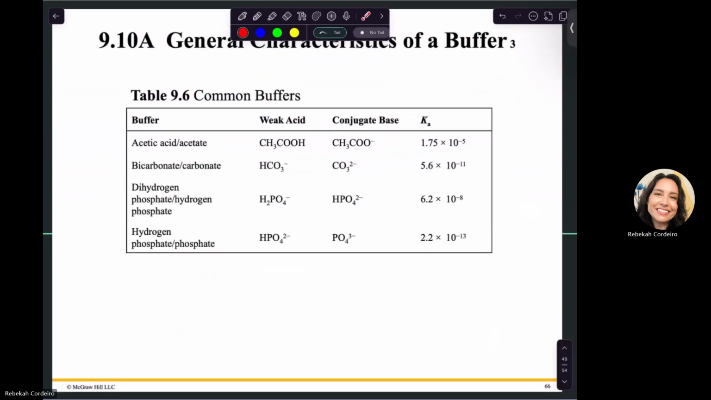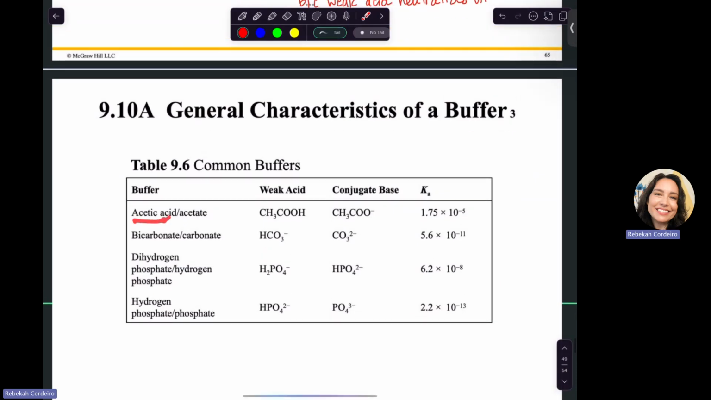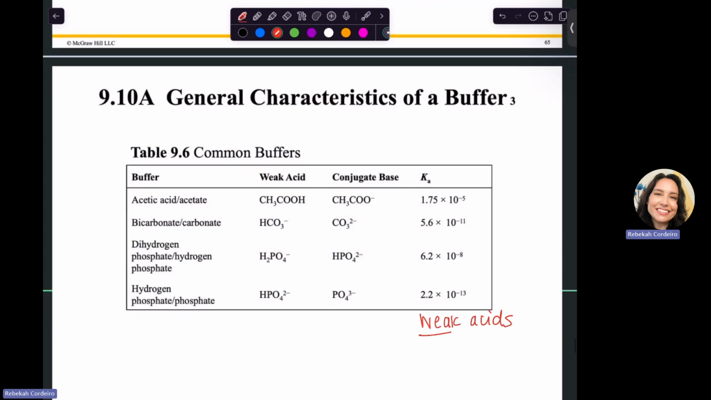So common buffers would be acetic acid and acetate. Notice the acetate is the conjugate base of acetic acid. Bicarbonate and carbonate. Dihydrogen phosphate and hydrogen phosphate. And so these are all acid conjugate base pairs. And then we can see the Ka's here showing these are all weak acids. So the Ka is showing these are weak acids. So you have to have a weak acid because if you don't have a weak acid, then you can't go back and forth with your equilibrium. So it can't be a strong acid.